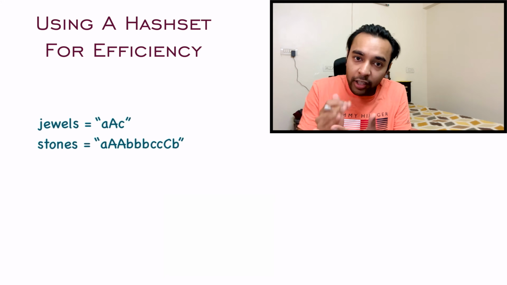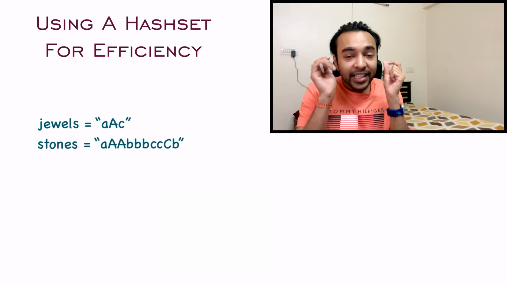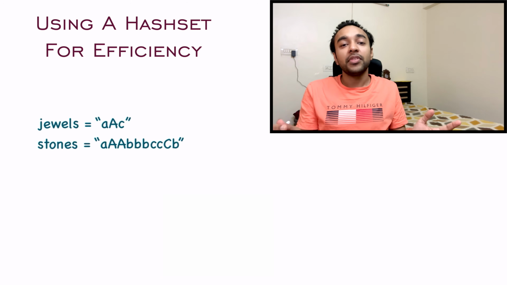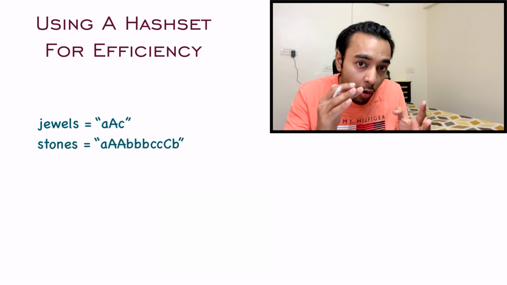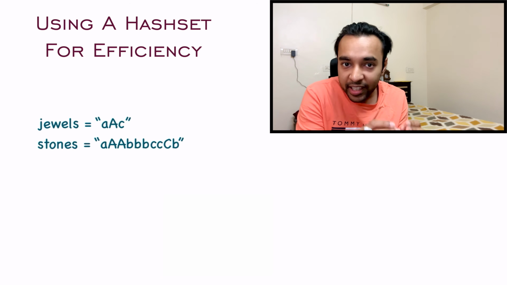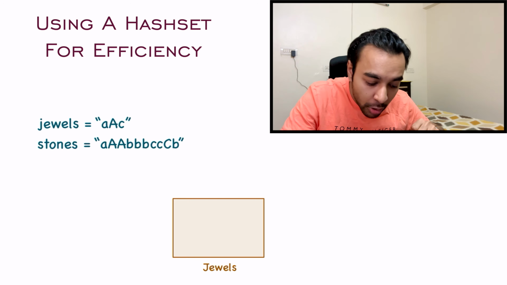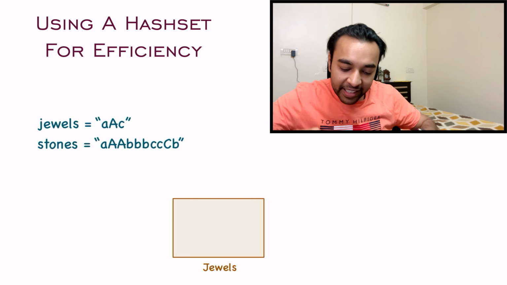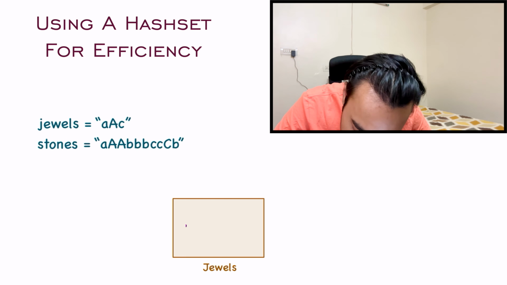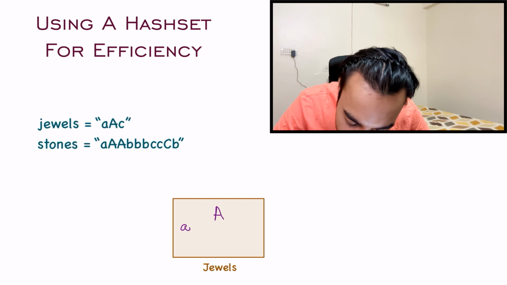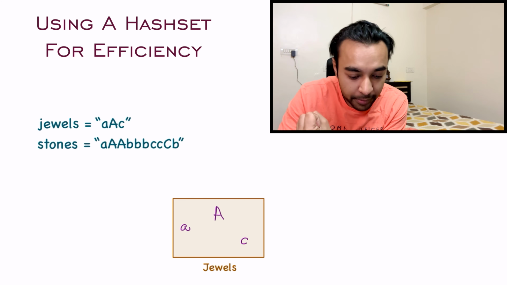So try to think what data structure can help you look up whether a character is present in some set. That means you need to take the help of a hash set. So what I'm going to do over here is create a hash set that will store all of my possible jewels. In this set I will add all of the jewels that I have. So I have a small a, a capital A, and then a small c, right? These are all of my jewels.